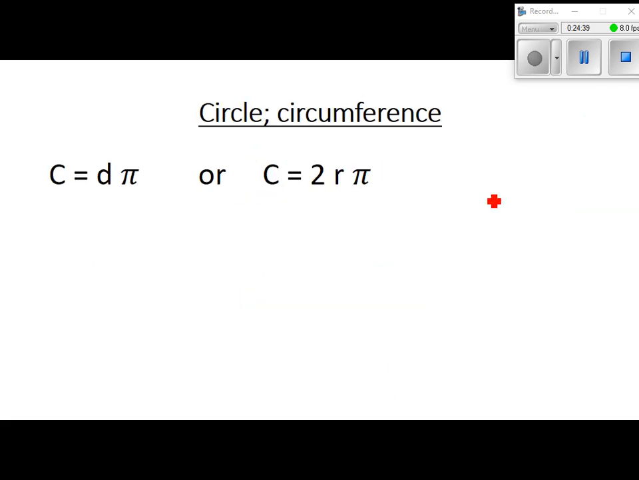Circumference of a circle. Circumference is what in relationship to a circle? If I draw this circle, what's the circumference? The outer edge. Distance around it. So if I walked all the way around it from here to there, that's the circumference. Two different formulas for circumference. One is diameter times pi, and the other is 2 times radius times pi. Why two different formulas? In case you get one and not the other.